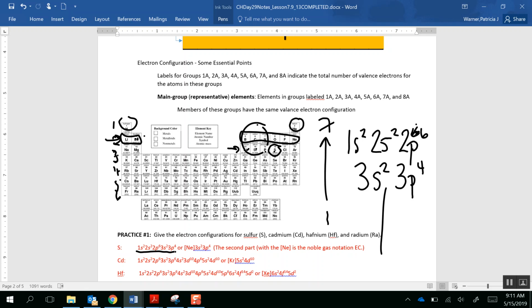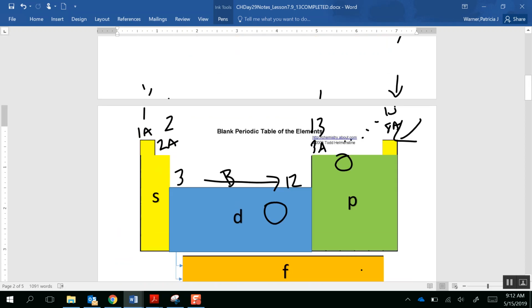The second one is the noble gas notation. If you want to do noble gas notation, that just means you find the noble gas prior to the element. Since this is element number 16, the noble gas prior is element 10 or neon. So you put neon in square brackets, and then you do as we did already. What do you do after neon? You go down to row 3, fill the S block, and so on. Okay, so there's a couple more examples there.